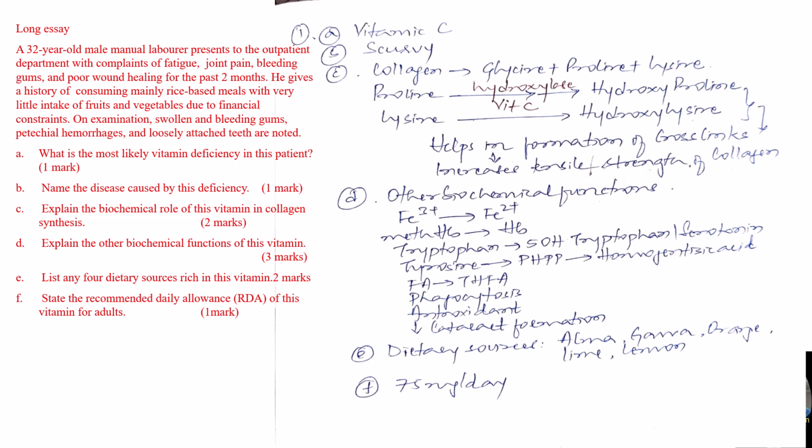List any 4 dietary sources in which vitamin C is rich. So these include amla being the richest source, followed by guava, orange, lime, and lemon. So state the recommended daily allowance of this vitamin for adults. It is around 75 milligrams per day. This is how you need to present the answer.